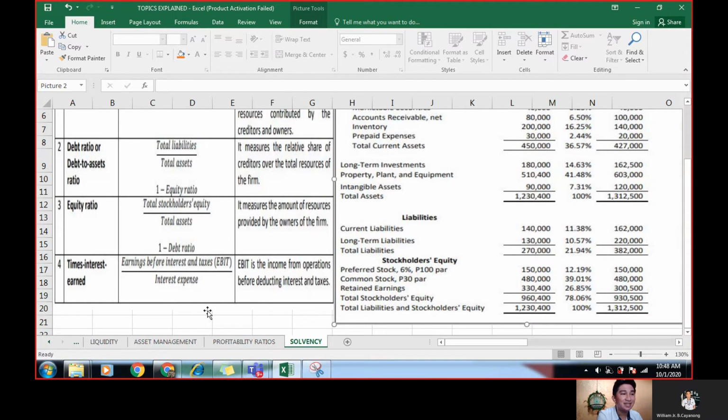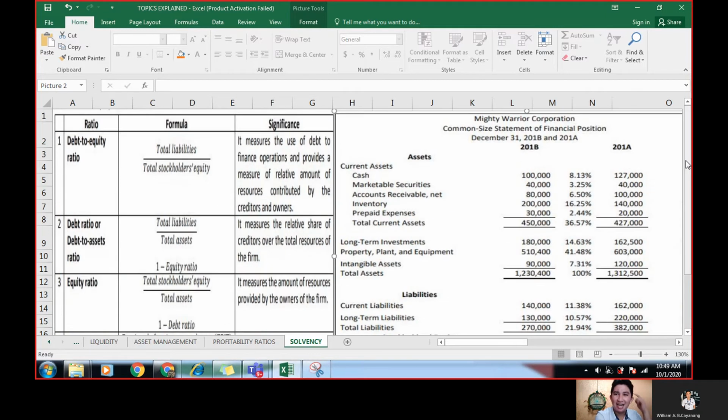Okay, and the last one is times interest earned. So you need your earnings before interest and taxes. When we say earnings before interest and taxes, yan yung income mo na hindi pa nababawasan ng interest expense for loans and taxes for your payments sa BIR. And then divided by the interest expense. Okay? So EBIT or earnings before interest and taxes is the income from operations before deducting the interest and taxes.